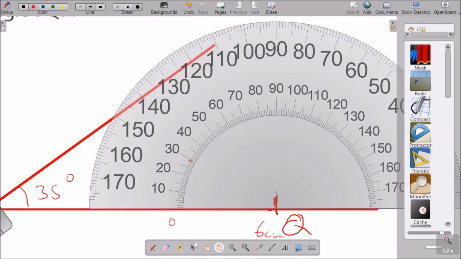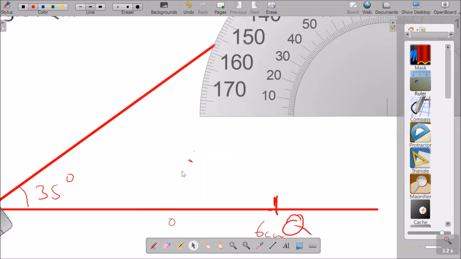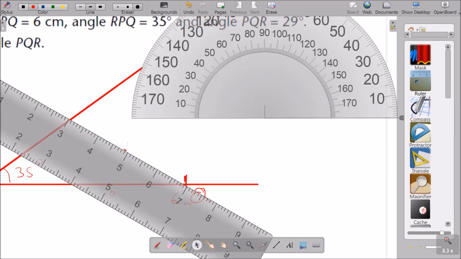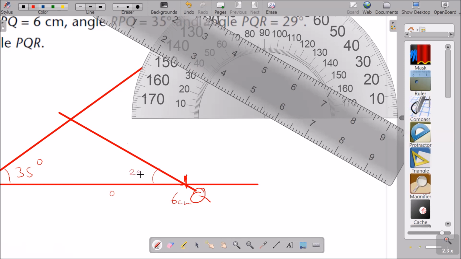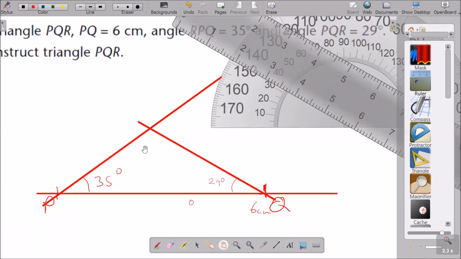We now take our ruler and join this point to Q. So it looks very well aligned. Now we can draw a straight line through there. And we know this angle is 29 degrees. Okay, so we can now put our R there. Okay, that's how you construct using a protractor and a ruler.